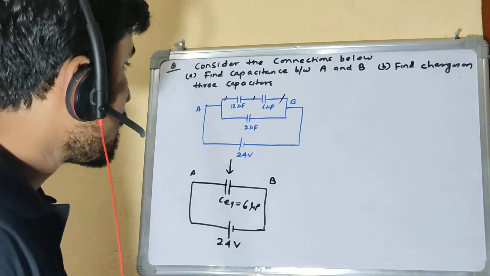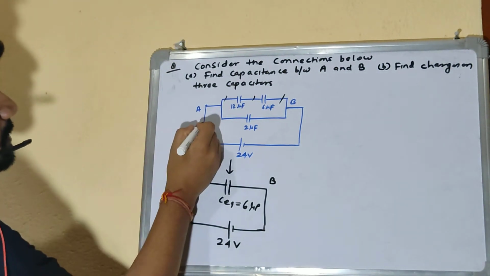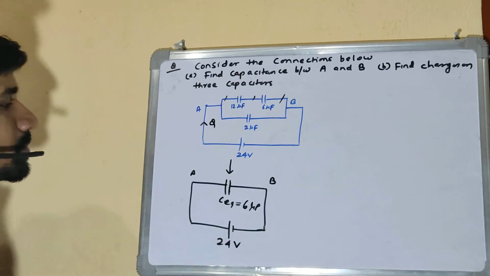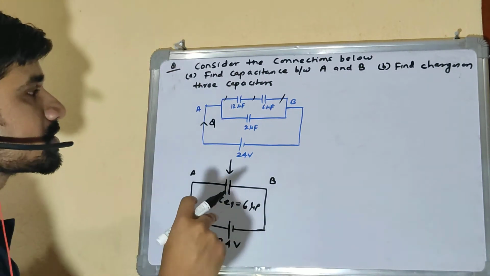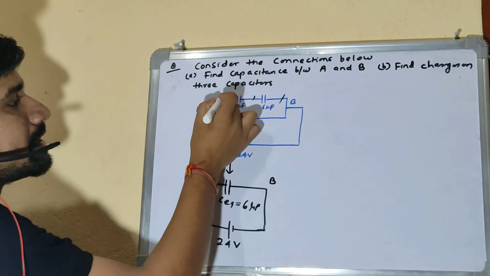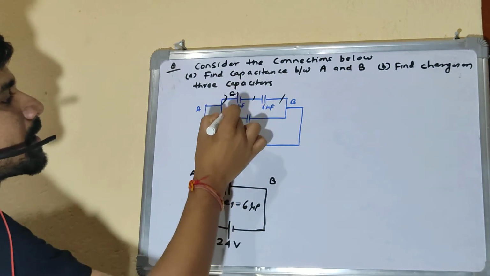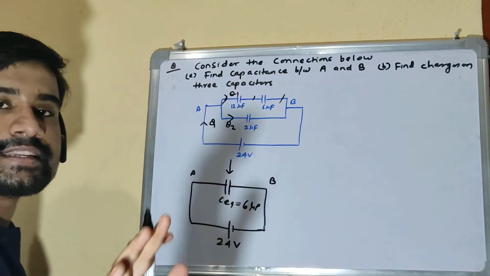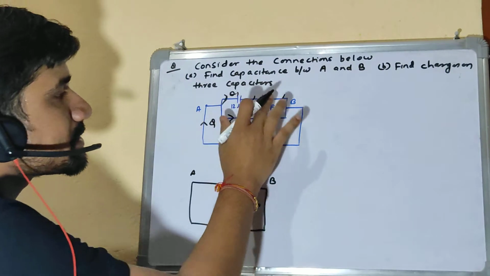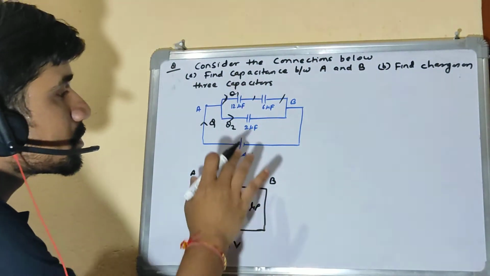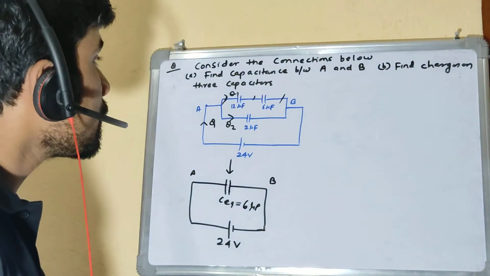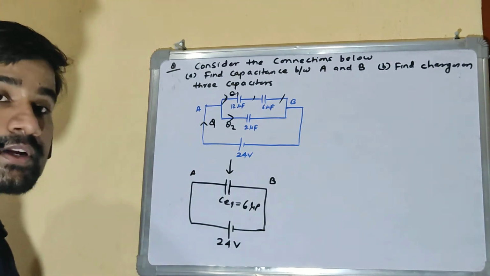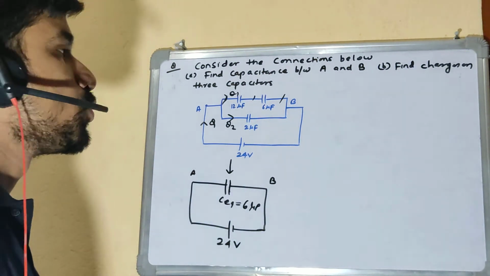If you see, the battery will supply one charge. Let's say the battery is supplying Q. This Q will distribute into 2 charges at point A. Let's say this becomes Q1 in this branch and Q2 in this branch. In series, charge is always the same. So the 12 and 6 will get the same charge, but this 2 will get a different charge. We need to find what Q1 and Q2 are.